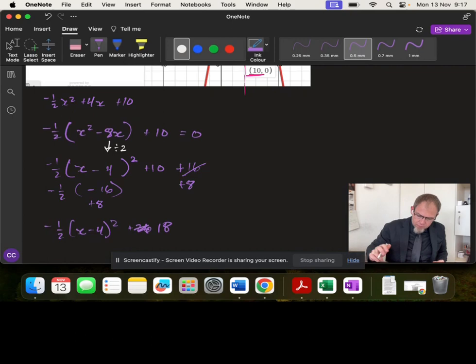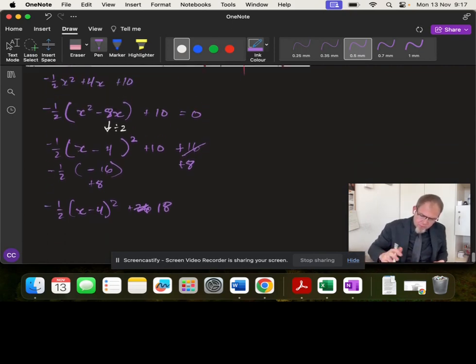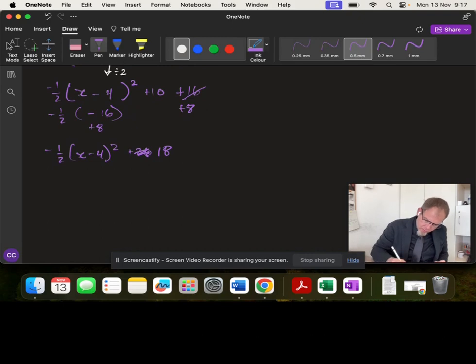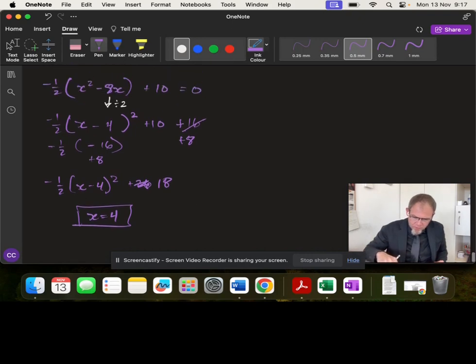We have that. So now all I need to do to find the axis of symmetry is this is going to turn into x is the same as 4, which is again my axis of symmetry.